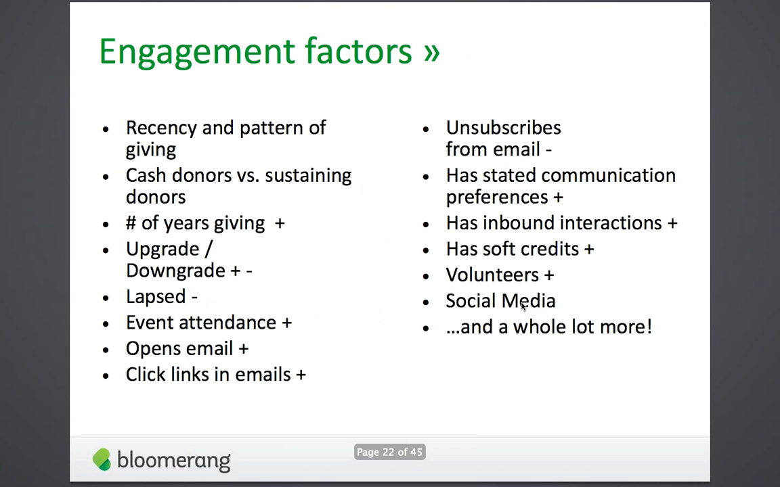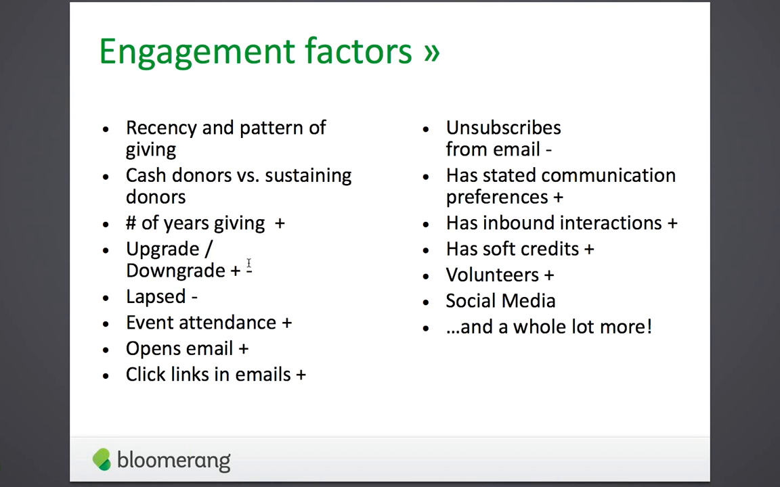Some engagement factors that can come into play that you want to track to see how engaged someone is within your database are some of the factors that you see here. Trying to see if you can keep track of the recency and pattern of their giving, whether they give outright or whether they're a recurring gift donor or they have a multi-year pledge, the number of years of continuous giving, whether they're upgrading or downgrading, whether they attend your events or volunteer, that you see over on the right-hand side.